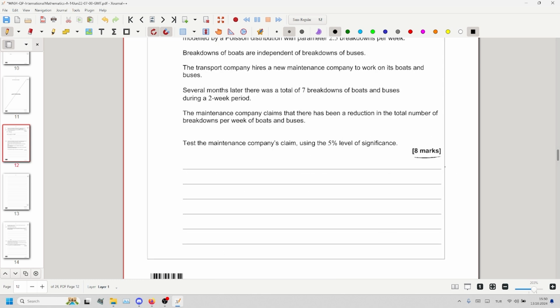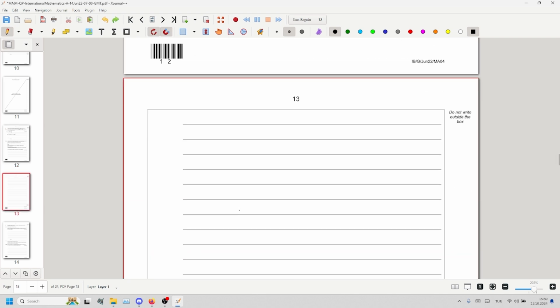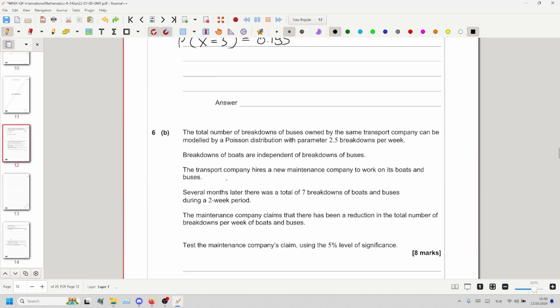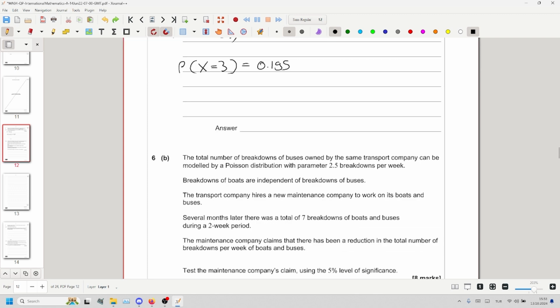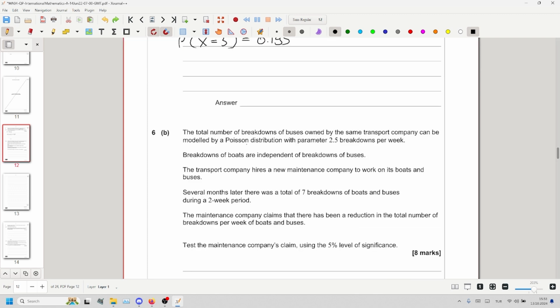Now here's the actual question. It's 8 marks, so we have to do a lot again. These sorts of questions are important. That's why you need to learn hypothesis testing pretty well. So the total number of breakdowns of buses owned by the same transport company. Last time it was boats, now it's buses. This time this is also modeled with a Poisson distribution with parameter 2.5 per week. And the breakdowns of boats are independent of the breakdowns of buses. Several months later, it gives us that there have been 7 breakdowns.